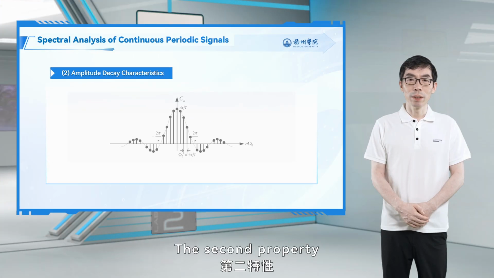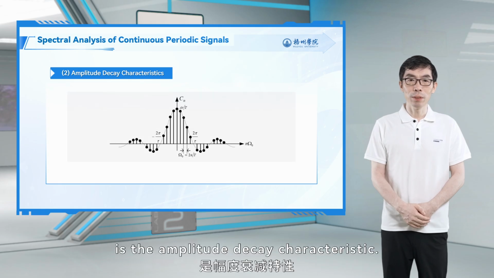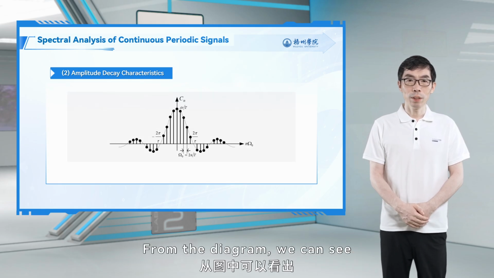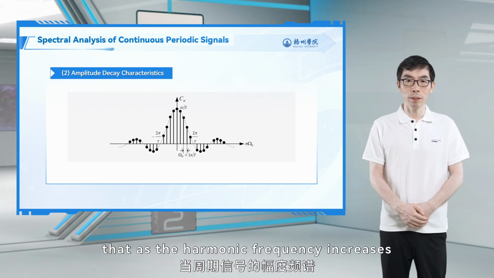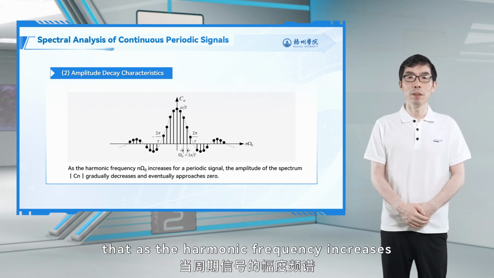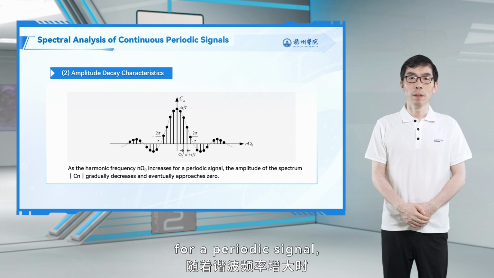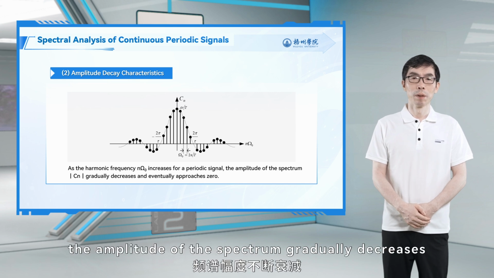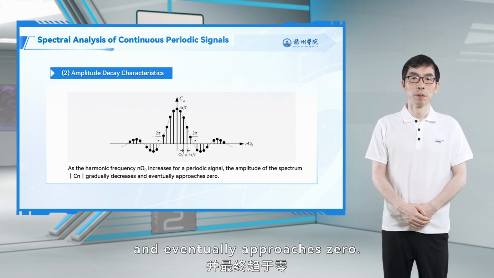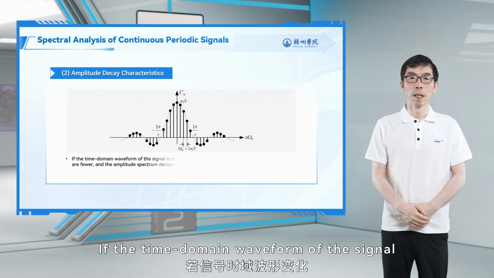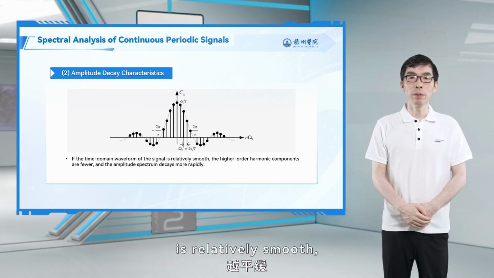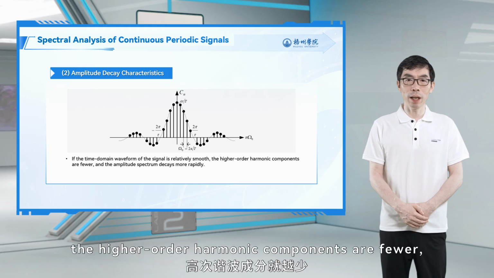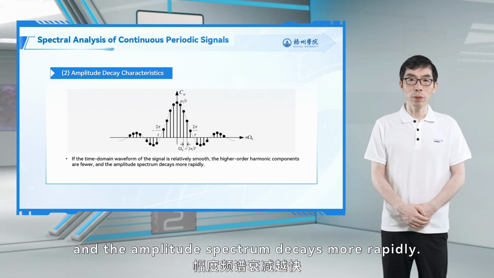The second property is the amplitude decay characteristic. From the diagram, we can see that as the harmonic frequency increases for a periodic signal, the amplitude of the spectrum gradually decreases and eventually approaches zero. If the time domain waveform of the signal is relatively smooth, the higher order harmonic components are fewer, and the amplitude spectrum decays more rapidly.